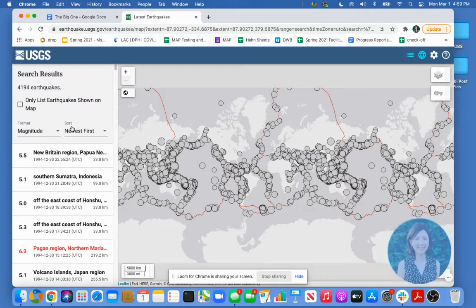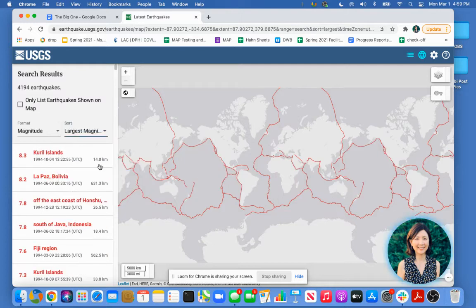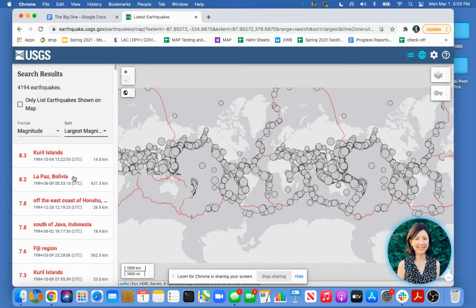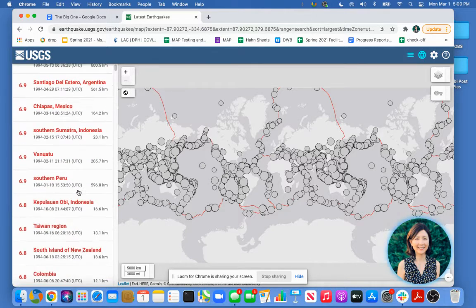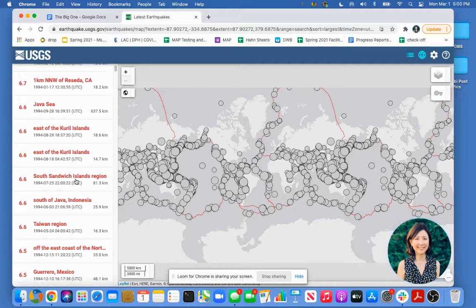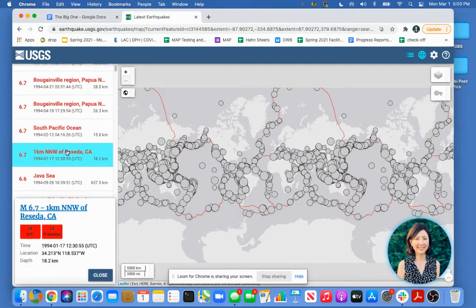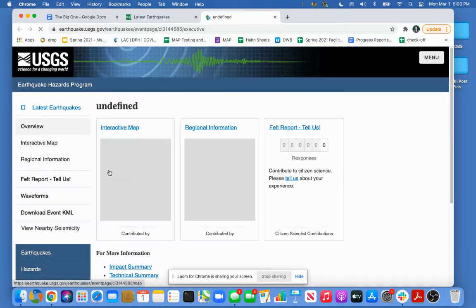So let's go ahead and we need to pick 6. So I'm going to go ahead and sort it by largest magnitude. And just to do one as an example, I know that the Northridge one was 6.7, so I'm going to go ahead and click on that. Okay, and that's going to give us some information right here. I'm going to click on this link right here so it opens it up.